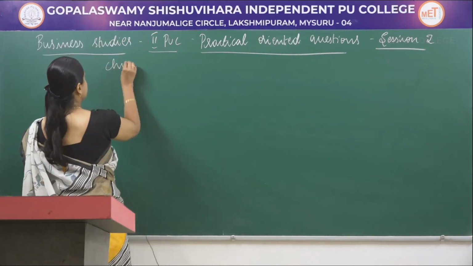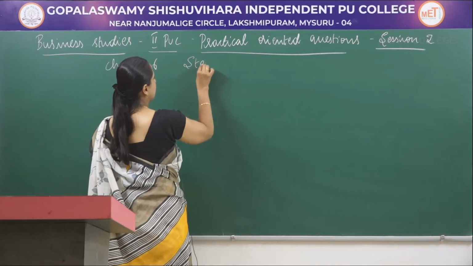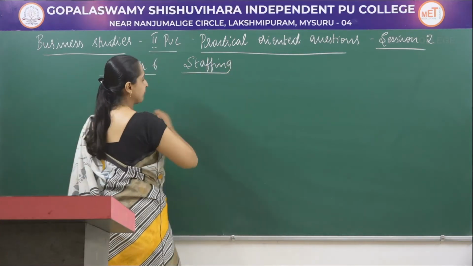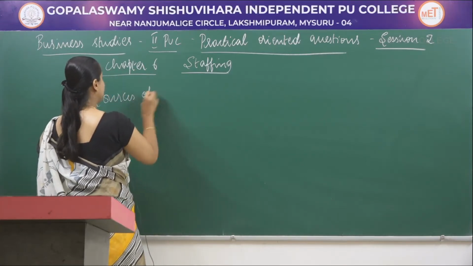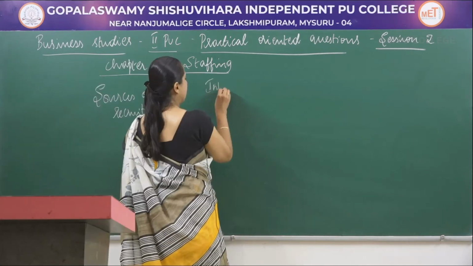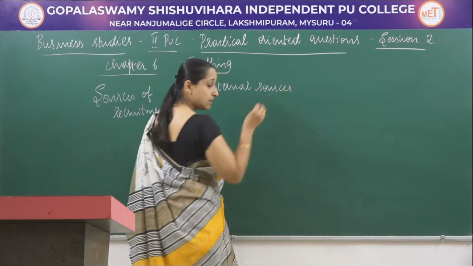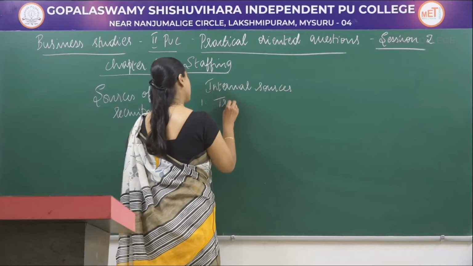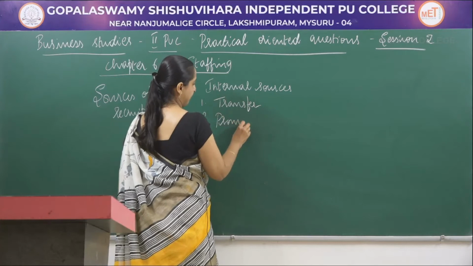Now, let's start with chapter 6, that is staffing. So here you have to make a list of internal source and external source. So these are the sources of recruitment. As you know, there are two sources of recruitment. One is internal source, another one is external source. In internal source, there are two types. One is transfer, another one is promotion.